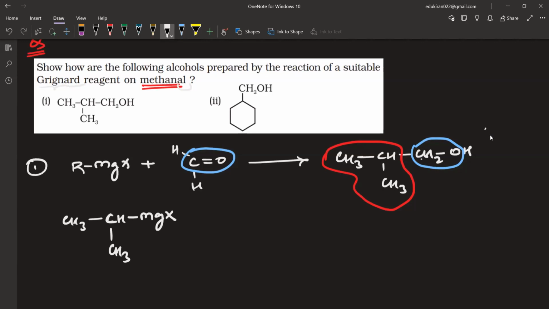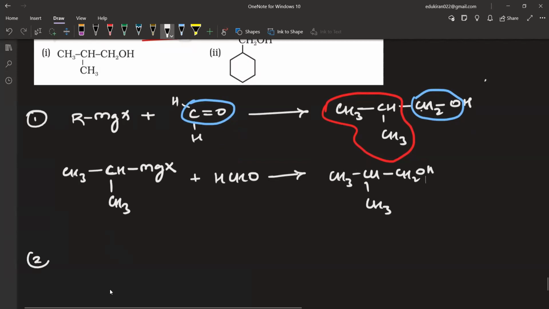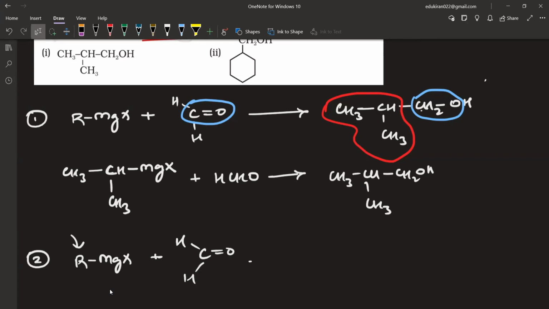Is that understood? Yes or no? Please tell me. Yes. And we'll react this with HCHO in order to get CH3CH2CH2OH. सेकेंड स्ट्रक्चर में देखिए आपको क्या बनाना है. Same, you have to use any RMgX. ये R आपको फाइंड करना. What is this R? Plus you have to use methanal. And what you have to make? बेंजीन नहीं है, प्लीज याद रखिए, CH2OH.